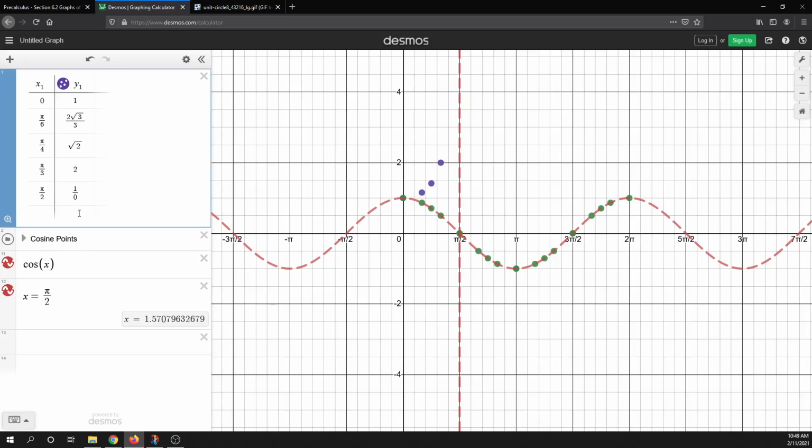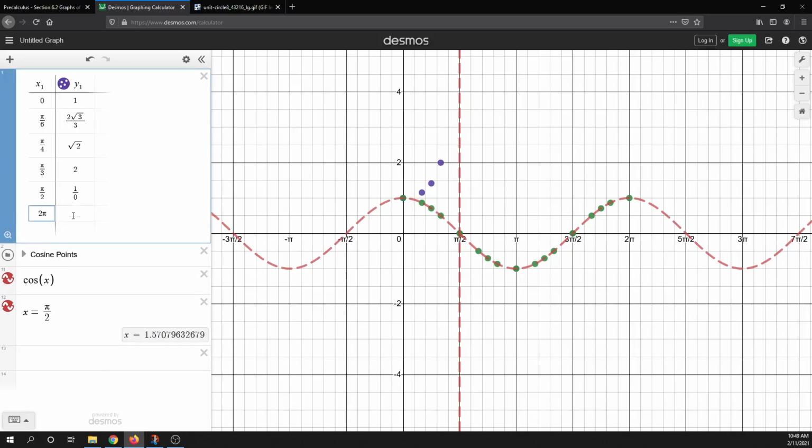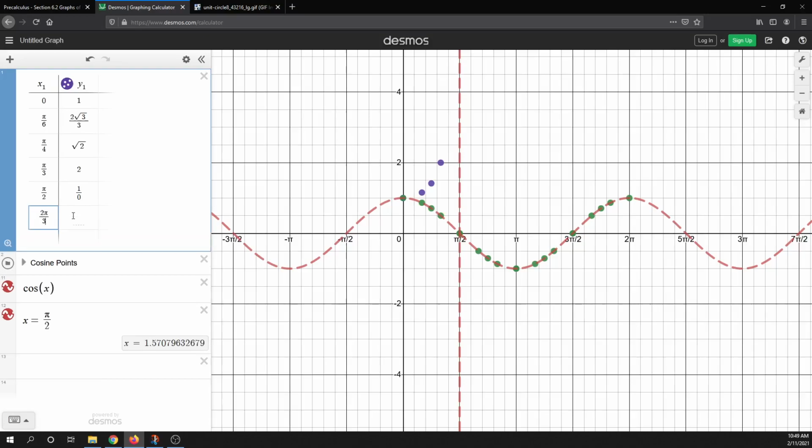All right, so we can keep moving forward here. The next point on the unit circle would be 2 pi over 3. At 2 pi over 3, it's going to be 2 as well, right?